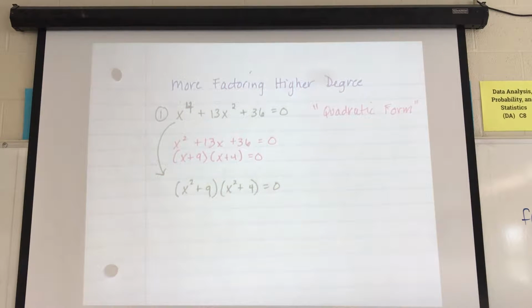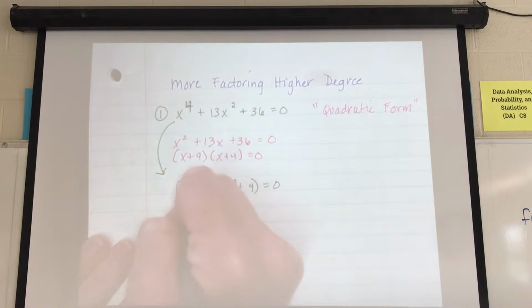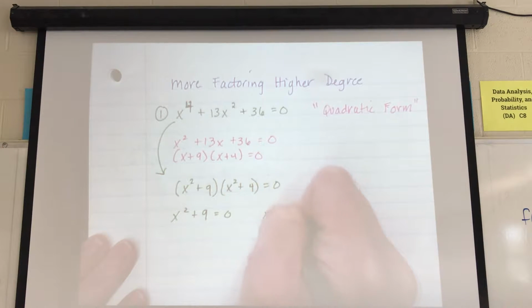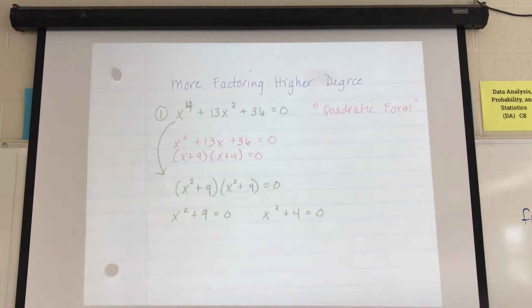So if I were to FOIL these two things, I would get x to the 4th, and then I would get a 4x squared and a 9x squared. There's my 13x squared. And 9 times 4 would be 36. So I'm good. I have factored. I'm not done yet, but I factored. I'm trying to solve this equation. That is my goal. So now I use the zero product property, and I say, alrighty then, one of you two things must have been 0. And these have to get solved.